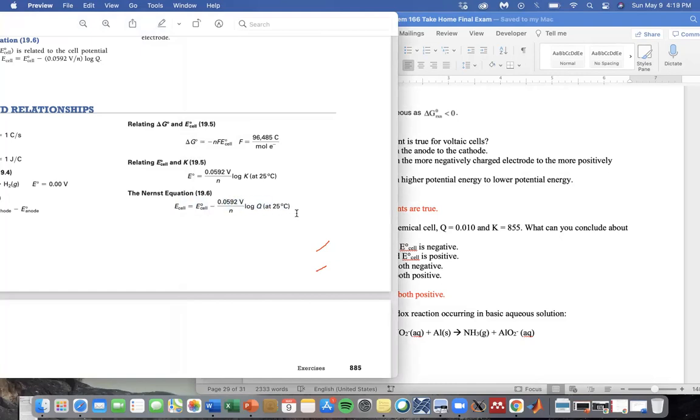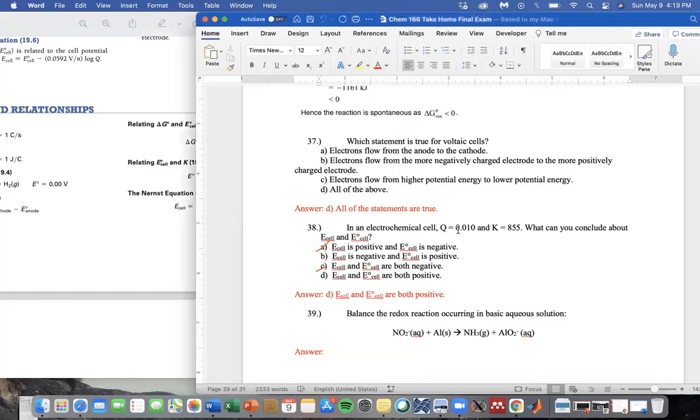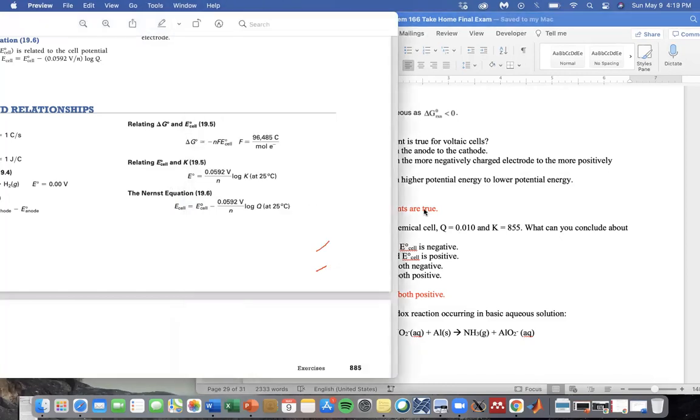And so let's see, for log of Q, because Q is so small, if we do log of 0.01, it's negative no matter what. Since our Q is less than 1, it's -2 here, so no matter what the value of n is, this whole thing is going to end up being positive. And we already said that our E cell was positive, so you're going to end up doing a positive plus a positive, and you're going to get a positive E cell.